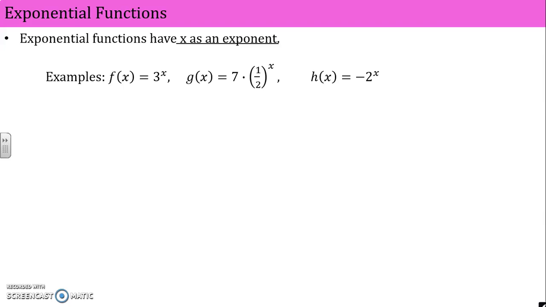Here's the definition. An exponential function has x as an exponent. So you can see these are all examples of functions, and the x variable is an exponent in all of them. That's what all three of them have in common. That's what makes all three of these functions exponential. If you ever see your variable is an exponent, that is the definition of an exponential function. These functions all look different, but that's the one thing that unifies all of them and defines them all as exponential functions.